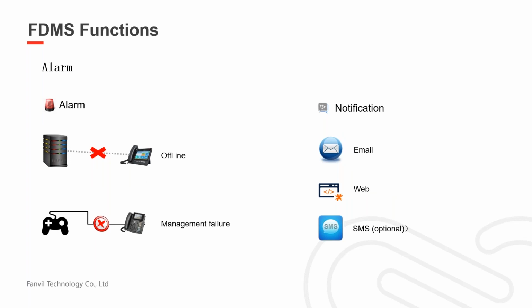There are also alarms and message notifications to help the FDMS administrator get warnings or notifications about the devices and some FDMS system information, which will be notified by email, via web messages, or even by SMS. Then we will check the status of the devices and confirm what to do for them.